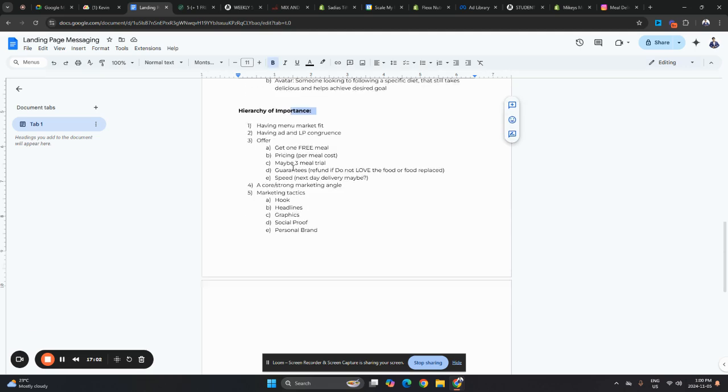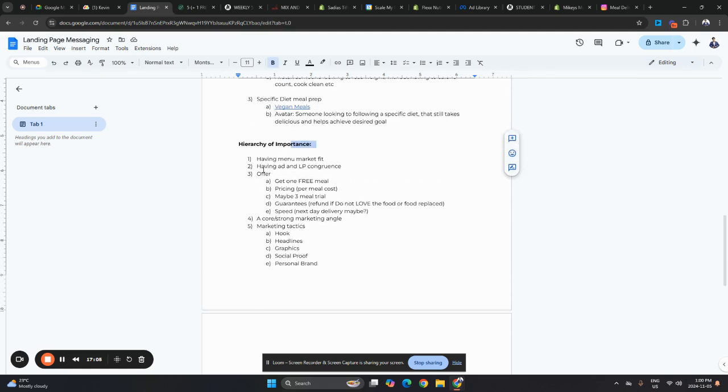Hierarchy of importance. When you're writing landing page copy, this is the stuff that's in order, almost. Some may be a little bit off, but having menu market fit is the most important. If you try to sell something that the market just does not demand, it's an uphill battle. Having ad and landing page congruency is so important. The ad says one thing, the landing page should reinforce it and say that thing. Obviously, you have more room and real estate on the landing page to say other things, but they should really be subheadings to the main thing that the ad says.